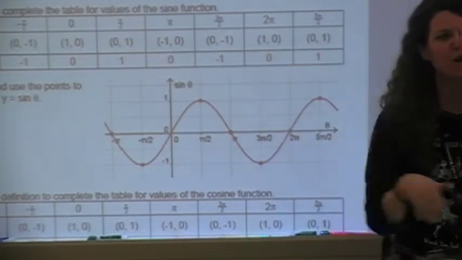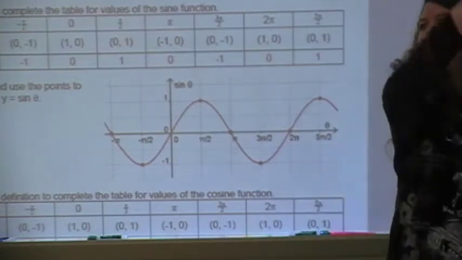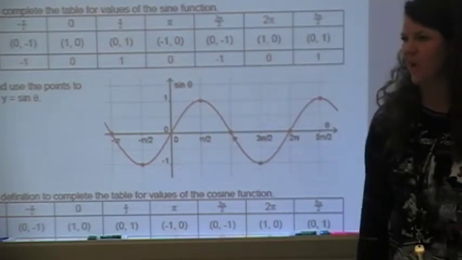And it makes sense that it's curved because it's a circle. We're going around and around and around. So it makes sense that it's a wave, yeah?